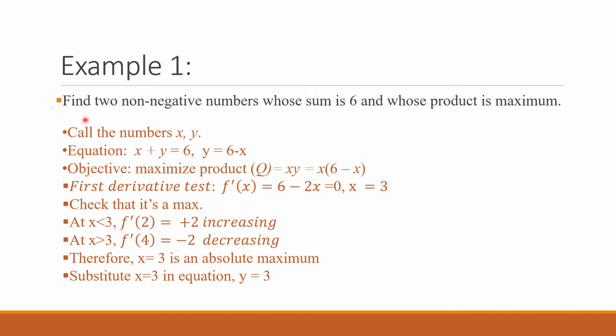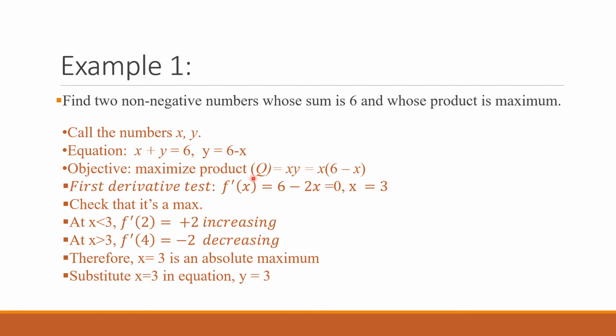Let's take example 1. Find two non-negative numbers whose sum is 6 and product is maximum. So the two numbers, I'll call them x and y. Whose sum is 6, I found my first equation, x plus y equals 6. And then I need to get one of them in terms of the other, because remember, I need to have only one variable in my equations. So I got y equals 6 minus x. Then he said the product is maximum. This is the quantity that I want to optimize, product P.